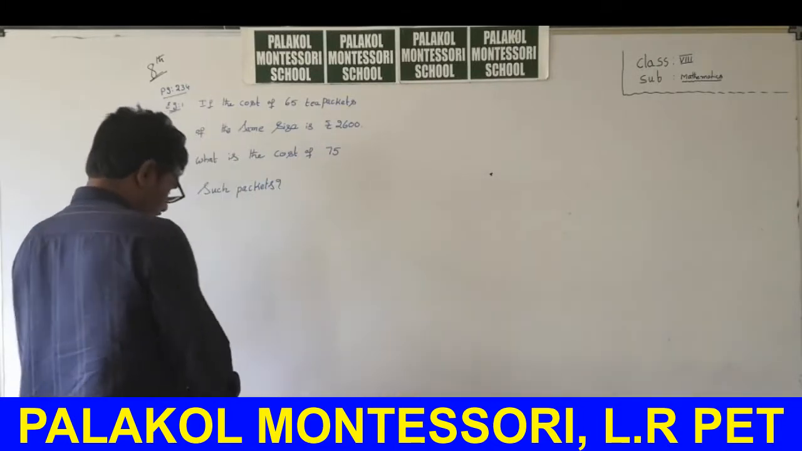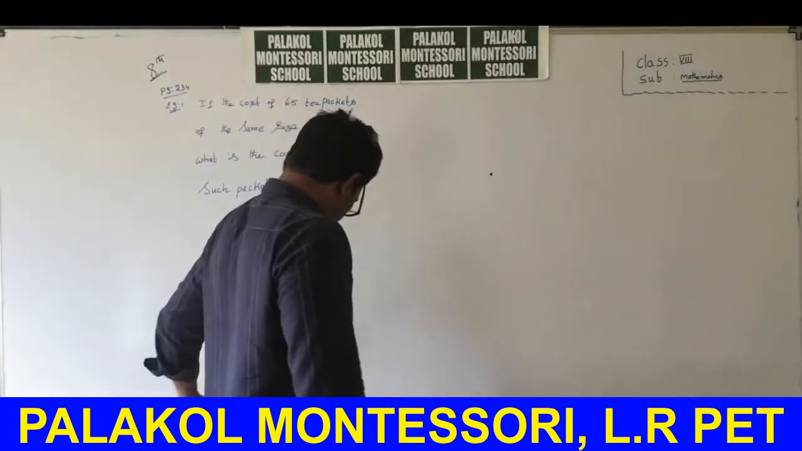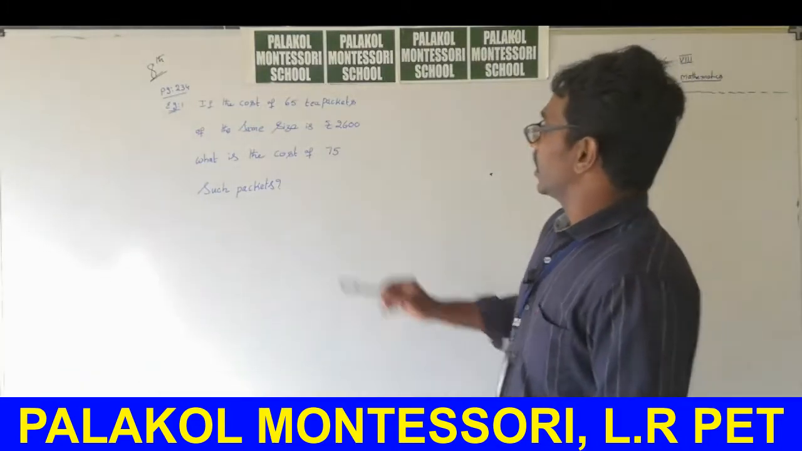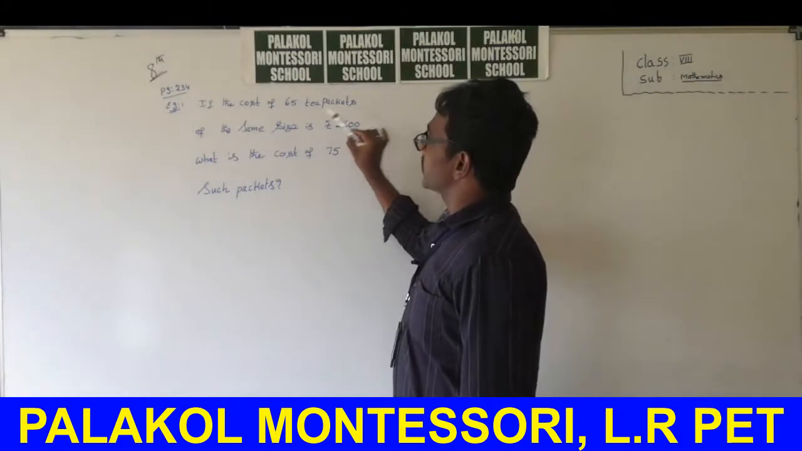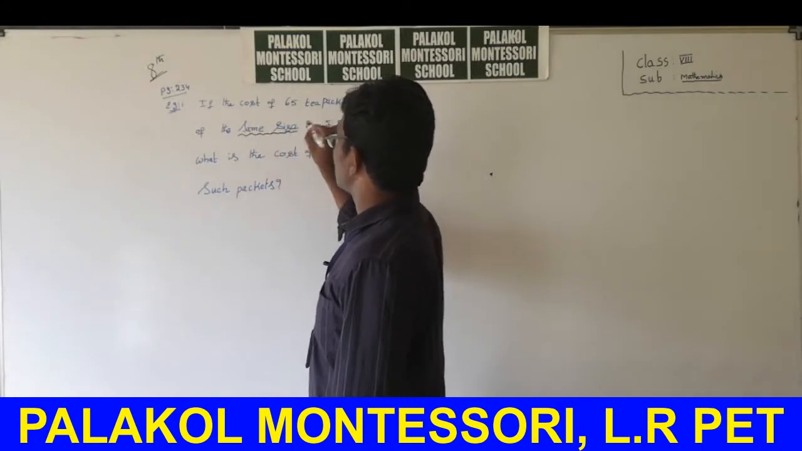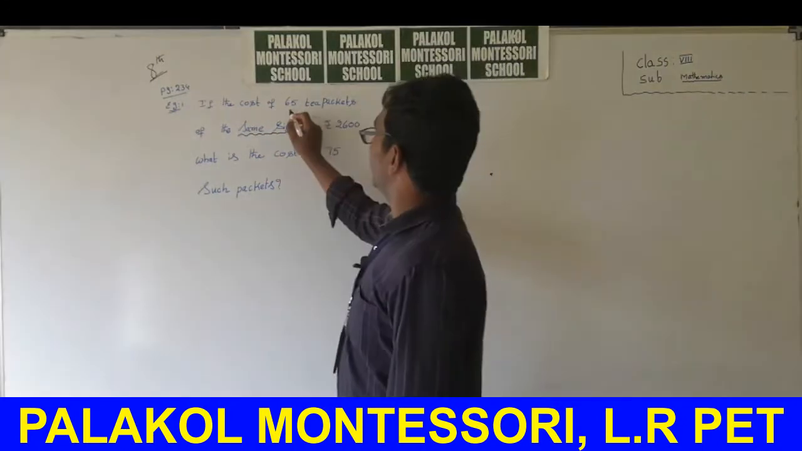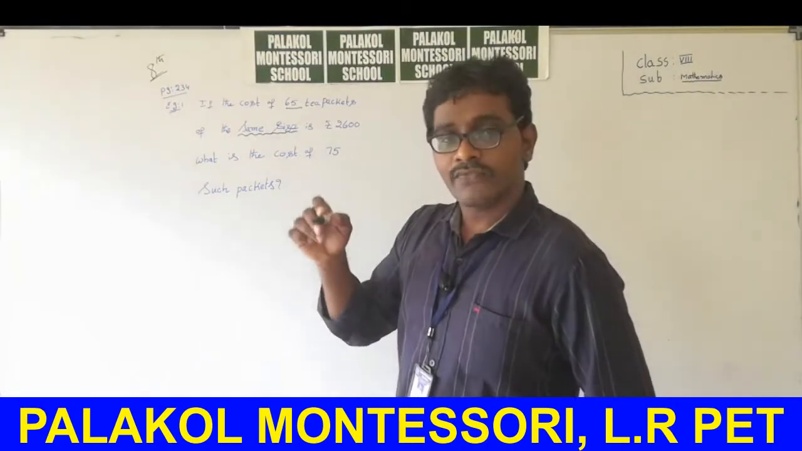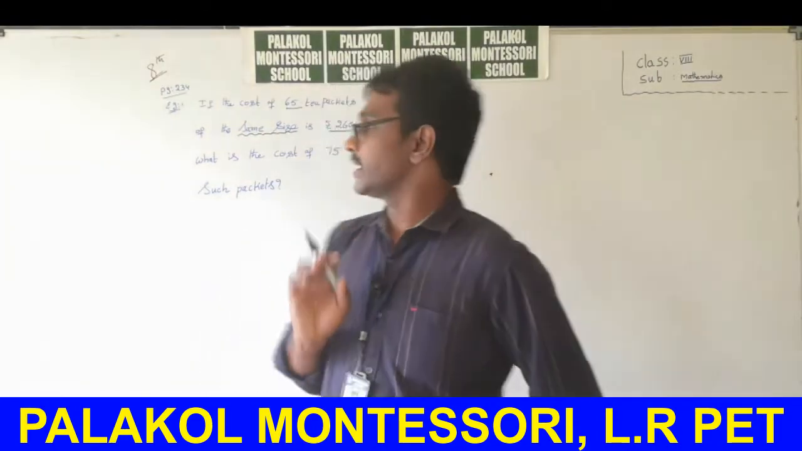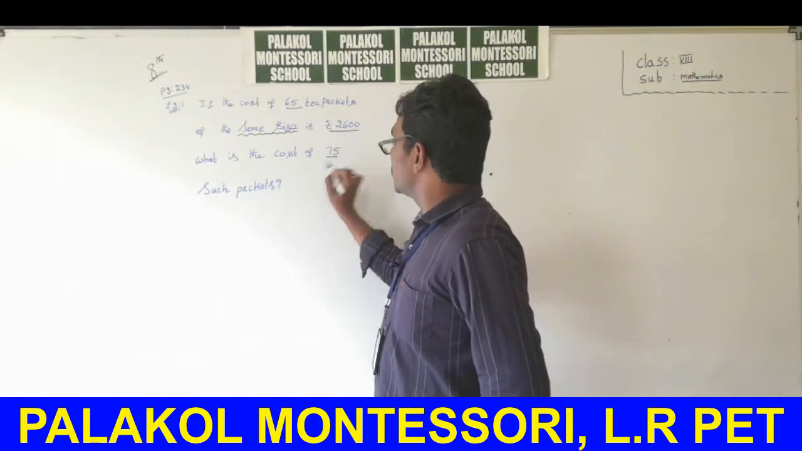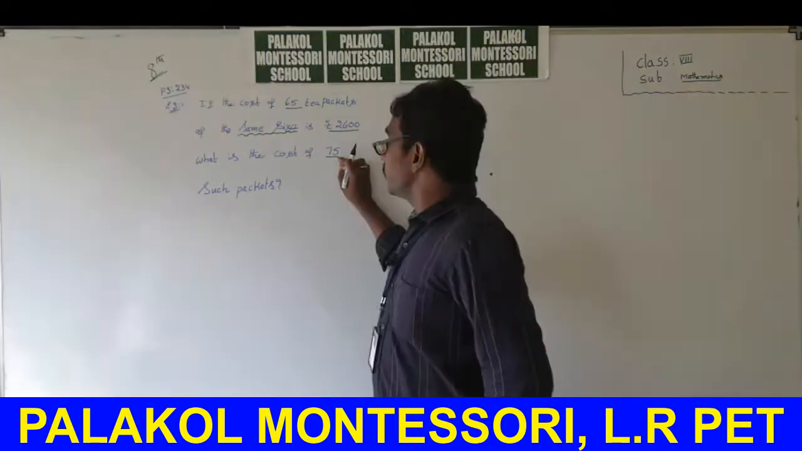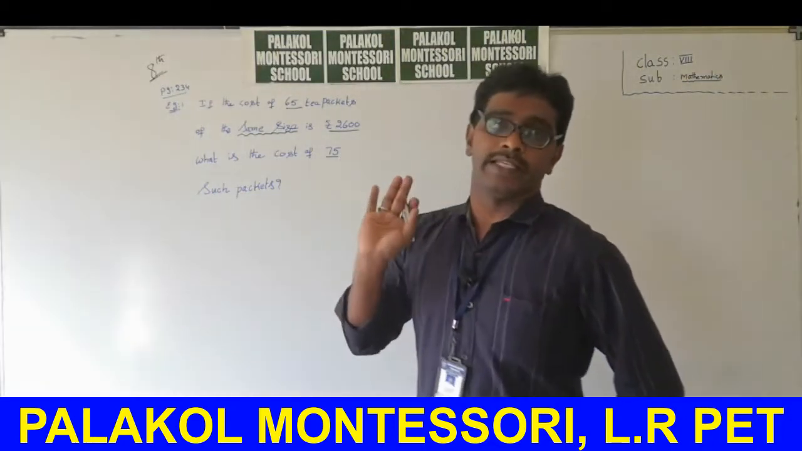Right, guys. First we read it carefully. The cost of 65 tea packets of the same size. So each and every packet has the same size. First take 65 packets. The cost of 65 packets is given as 2600 rupees. Next, what is the cost of 75 such packets? The same size of packets. I want 75. How much cost is paid?